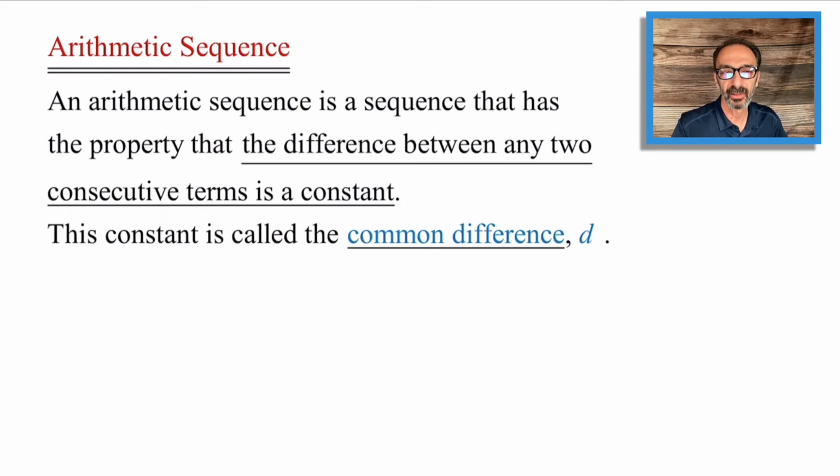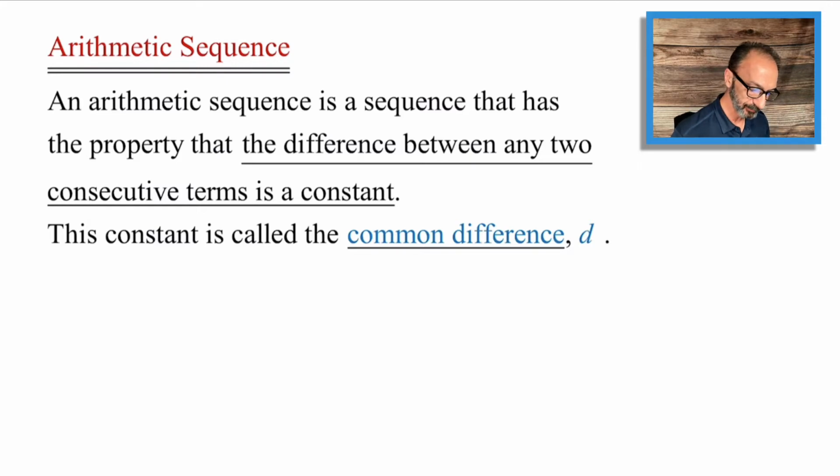Hello. Today I'm going to go over arithmetic sequence and how do you find the number of terms in the sequence. An arithmetic sequence is a sequence that has the property that the difference between any two consecutive terms is a constant. This constant is called the common difference, D.